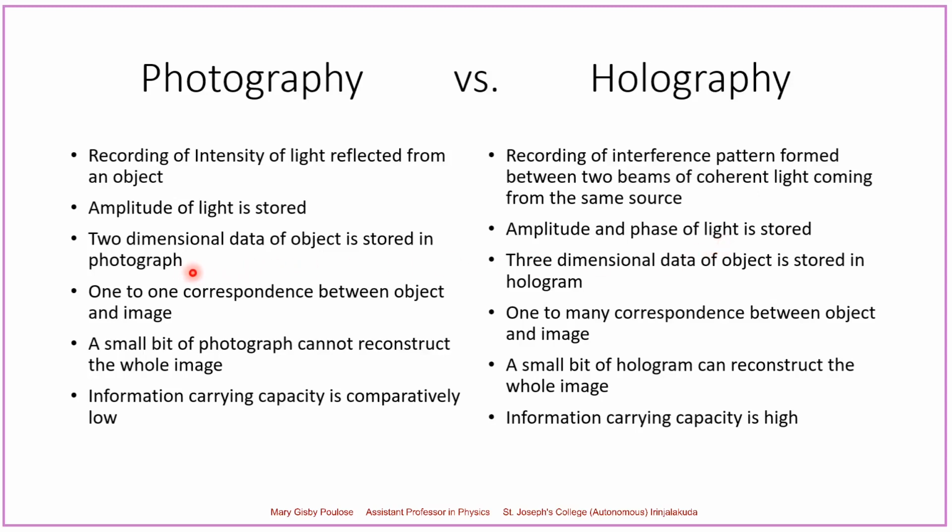In photography, two-dimensional data of the object is stored in the photograph, whereas in holography, the three-dimensional data of the object is stored in a hologram. In a photograph, we have one-to-one correspondence between the object and image, whereas in a hologram, we have one-to-many correspondence between the object and image. Hence, a small bit of a photograph will not be able to reconstruct the whole image, whereas a small bit of a hologram can reconstruct the whole image.